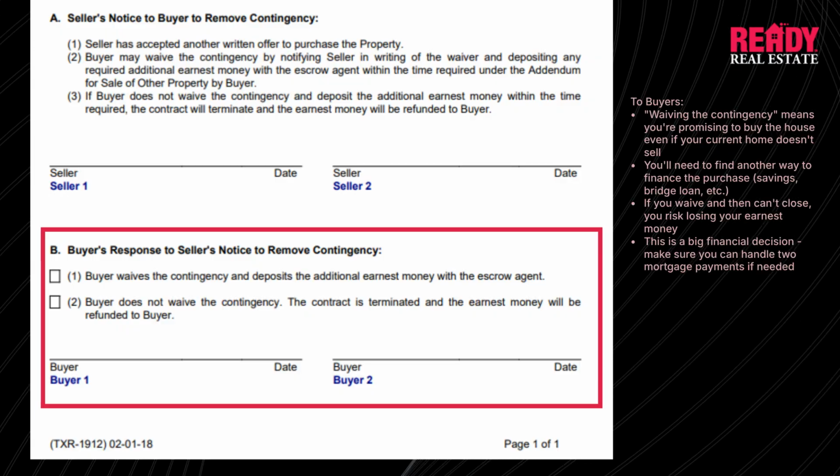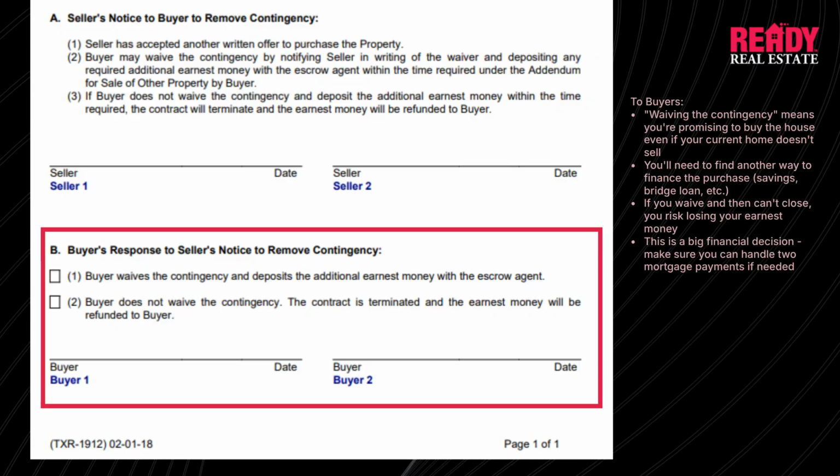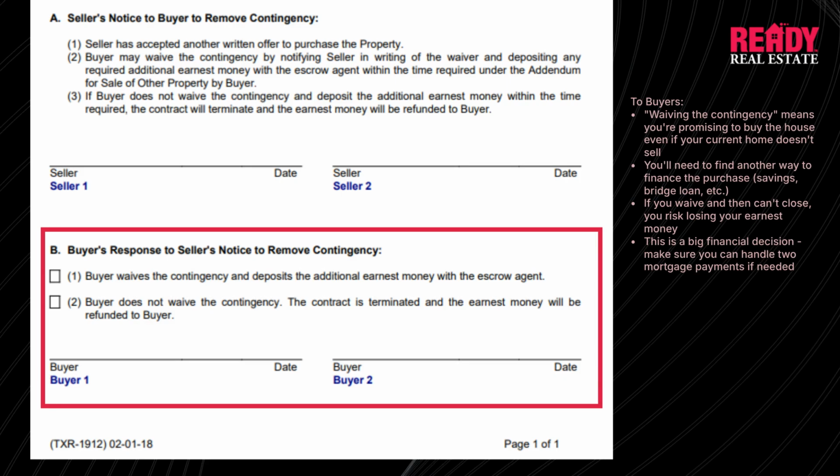The buyers waive the contingency and deposit their additional earnest money. What this really means is that the buyers are buying that house whether or not they sell theirs. Or the buyers can choose option 2, which means they're out. Oftentimes, this is their only choice, as most people don't have enough money to buy one house without selling one first. So buyers will check box 2, the contract will terminate, and they'll get their earnest money back.